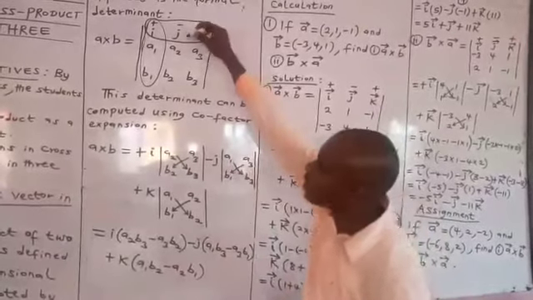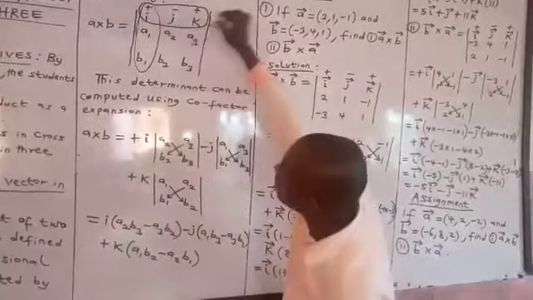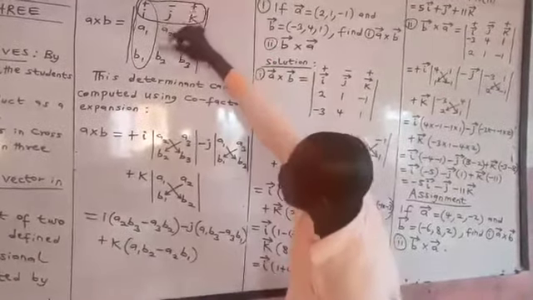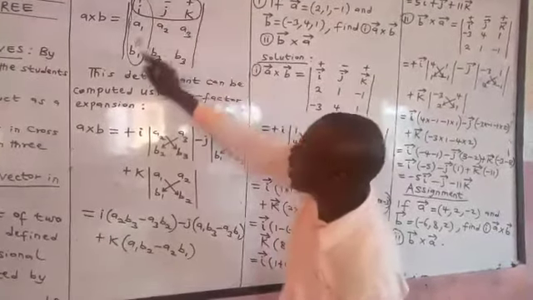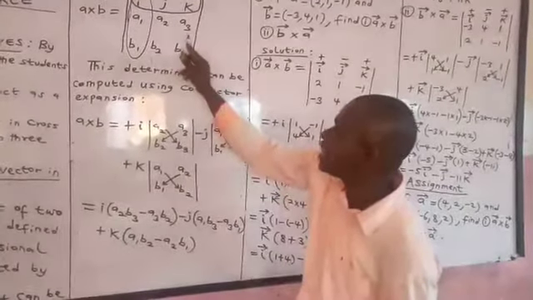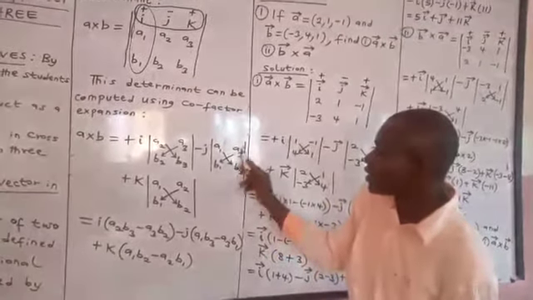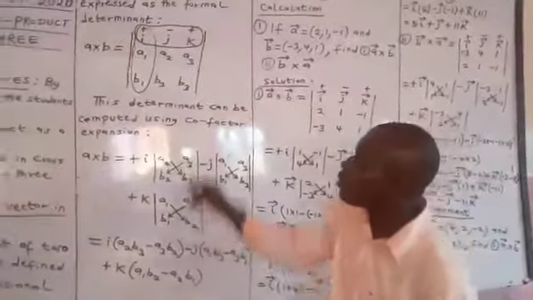Then we go back to the second one, which is minus J. You also draw the row of J, then you draw the column of J. If you draw it, you have A1, B1, then A3, B3. A1 will multiply B3, while A3 will multiply B1.